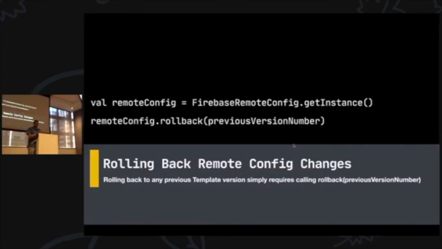And so again, this is actually fairly straightforward in terms of pure concept. We can get an instance to a remote config instance using the Admin SDK again. And there's a rollback method. There's not a whole lot to this. We just need to tell it what version to roll back to.